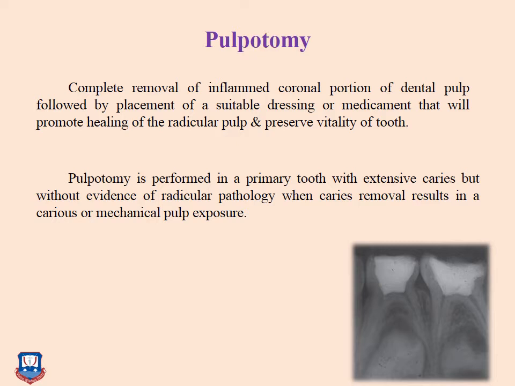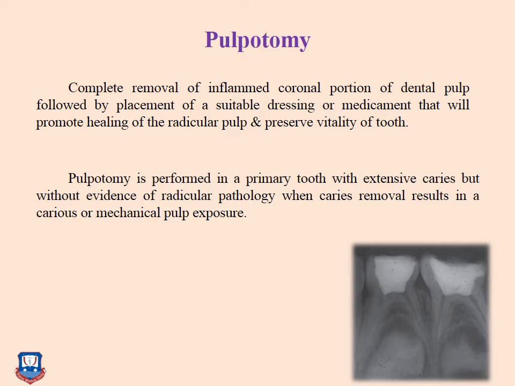So moving on to what is pulpotomy. It's a complete removal of the inflamed coronal portion of the dental pulp, followed by a placement of a suitable medicament or dressing that will promote the healing of the radicular pulp and preserve the vitality of the tooth. So we need to remove the coronal pulp which is inflamed, then after amputation of the coronal pulp place a medicament on top of it, and this will promote the healing of the pulp which is there in the root area, and it will also preserve the vitality of the tooth.